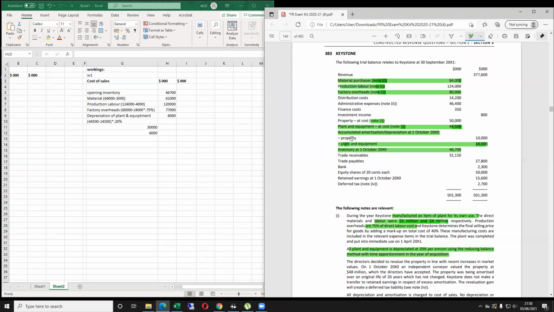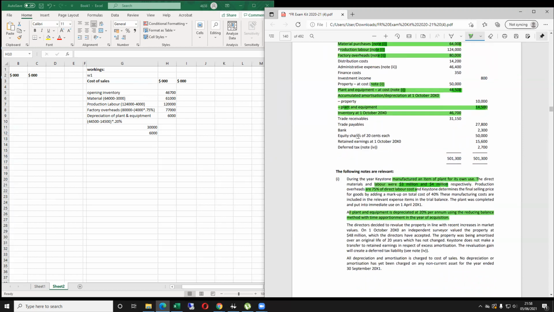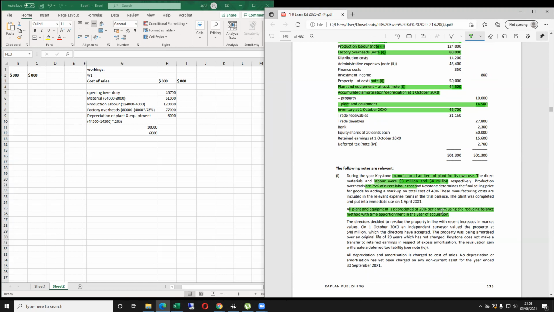The next one is property, not plant. So this is plant and equipment. This other one is property, not plant and equipment. So this property will be fine with the straight line. Later on you can see this. The next adjustment is for the property.